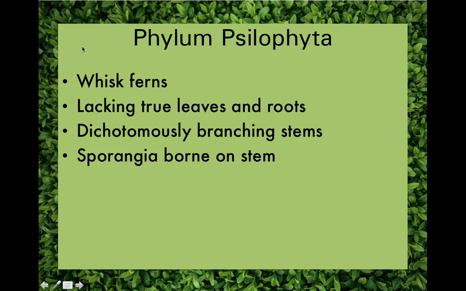So let's talk about the first phylum, the phylum Psilophyta. It's only first in that I'm talking about it first because it's fairly simple. Now, it's simple not based on evolutionary advances in other plants. Psilophyta has actually lost a lot of these types of structures like true leaves and roots. We identify whisk ferns, or members of Psilophyta, based on their dichotomously branching stems and the sporangia that are borne directly on the stems.